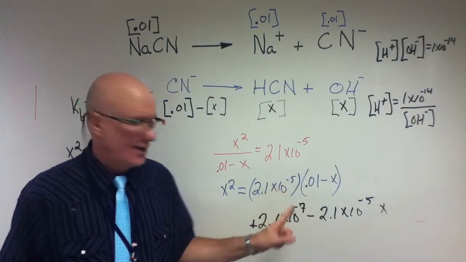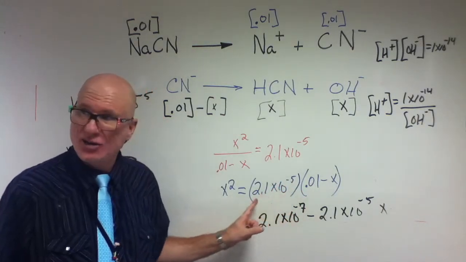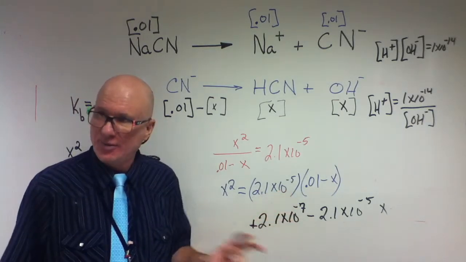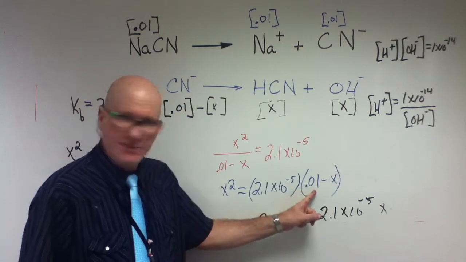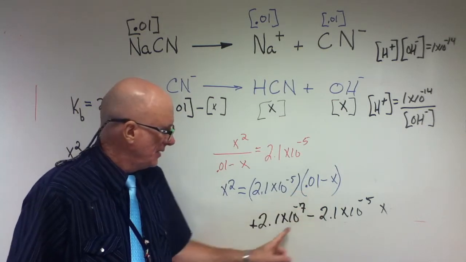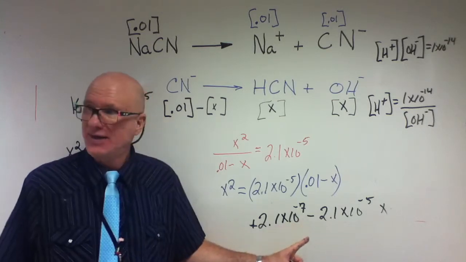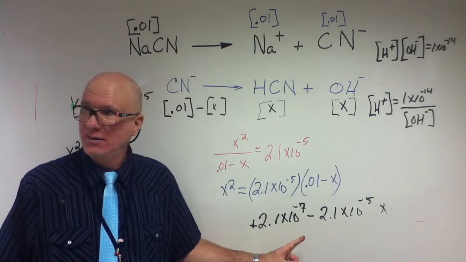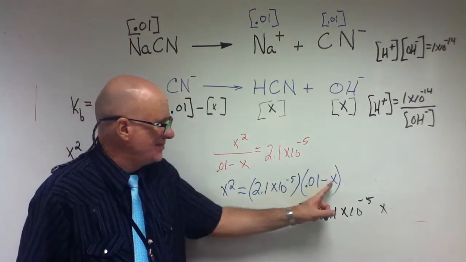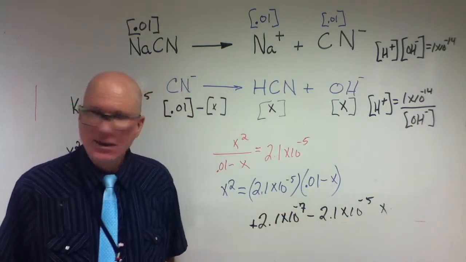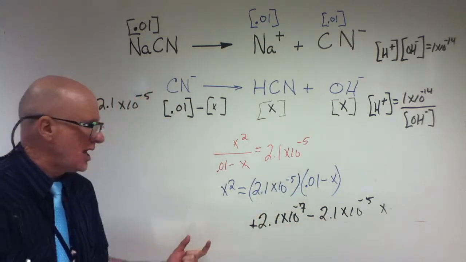I'm going to distribute it. This is one factor. Do you see that? I'm going to say 2.1 times 10 to the negative 5th. I'm going to treat that as one factor times 0.01, which is a positive 2.1 times 10 to the negative 7th. That's all I did. And then I said this times x is that times x. Now I'm going to bring this over to the other side.